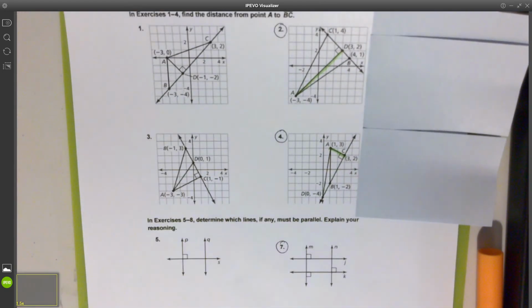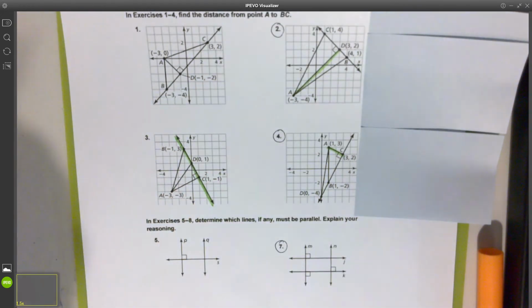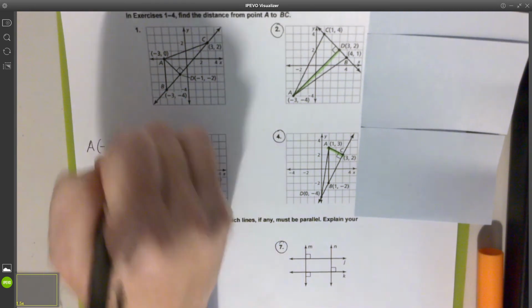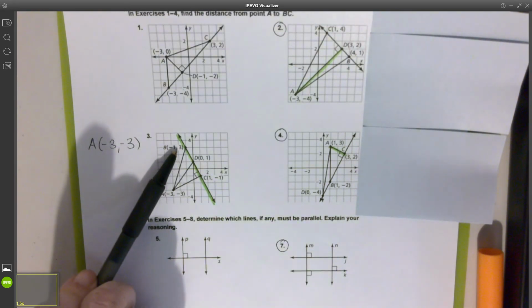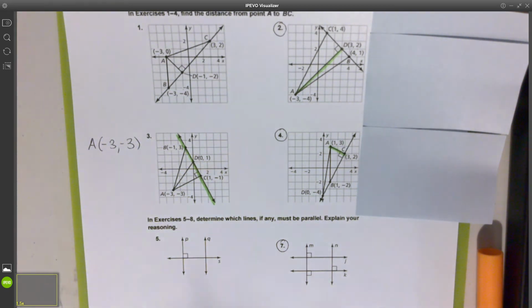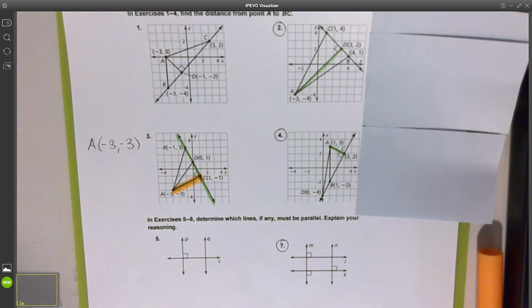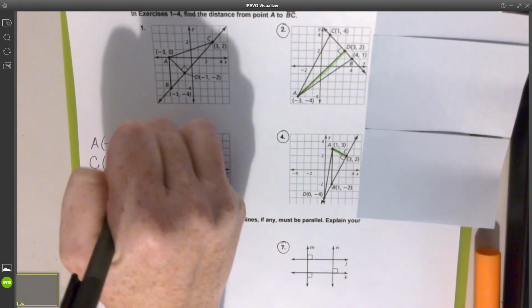All right, so I'm going to jump to number 3. Number 3, we want to find the distance from A to BC. So here we have A, and here is BC. I'm going to highlight BC. So A is -3, -3. And which point am I going to go to? B, D, or C? Which one is the shortest distance that has the right angle? In this case, it's that side piece right here. We're going from A to C. Notice it's not in the middle. Doesn't always have to be in the middle. So 1 to -1.